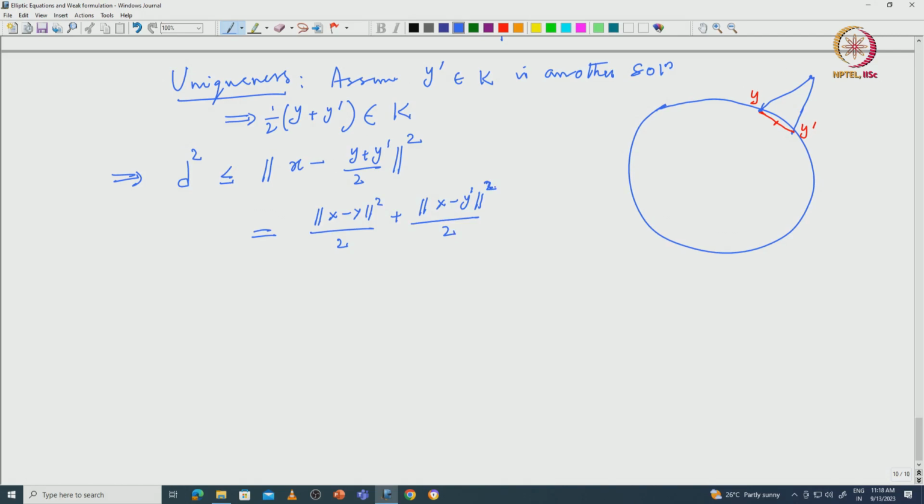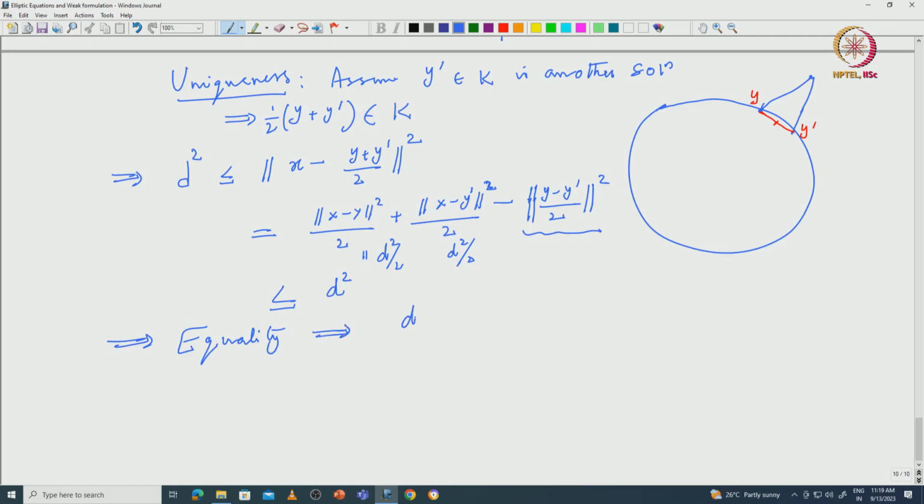and minus norm of y minus y prime, squared. You need to do some computation here. So, this 2 is inside, 2 squared. Of course, this is equal to d square by 2, this is d square by 2. So, that implies this is less than or equal to d square, because this is a negative term. That implies equality: d square minus norm of y minus y prime squared is equal to d square, equality coming. So, this cancels, implies y equal to y prime.